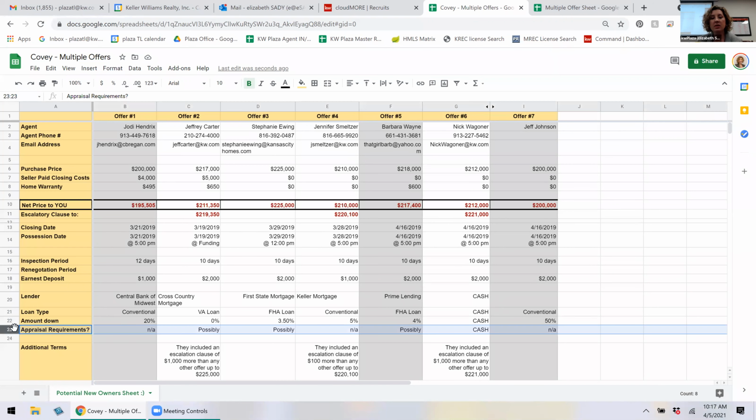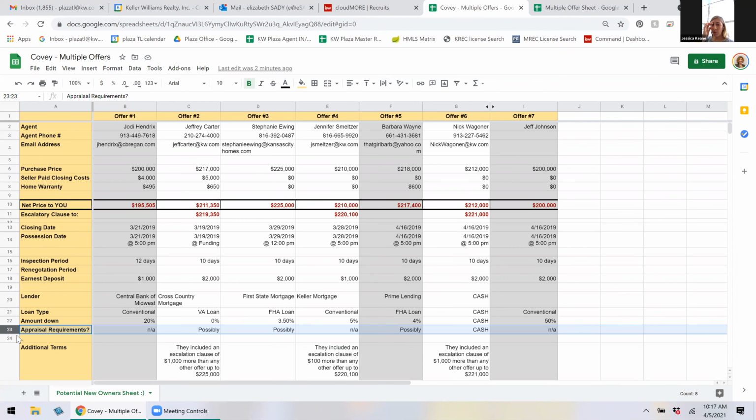Next, appraisal requirements. This was a line I just used if there was a loan that might possibly have appraisal requirements. I was going to make note of that here, that this one may possibly, and again, that's a communication tool to your sellers to let them know that with this specific loan, there may be some appraisal requirements.